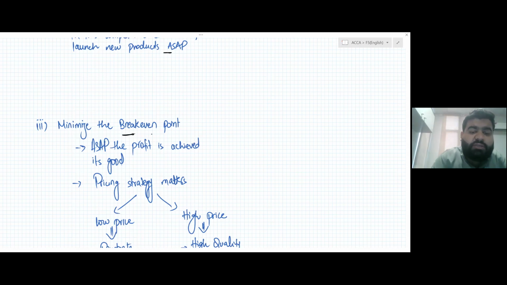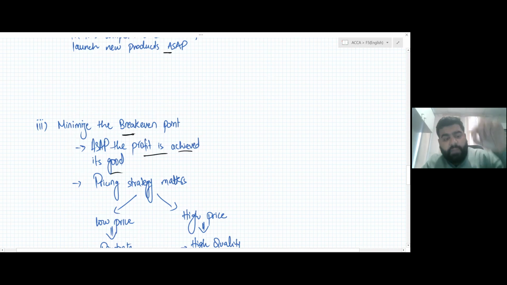It shouldn't minimize the break-even point. As soon as possible, the profit is achieved. It's good. So you must minimize your break-even point, which means you must recover your loss as soon as possible. Make the strategies for that. How can we recover the loss as soon as possible?